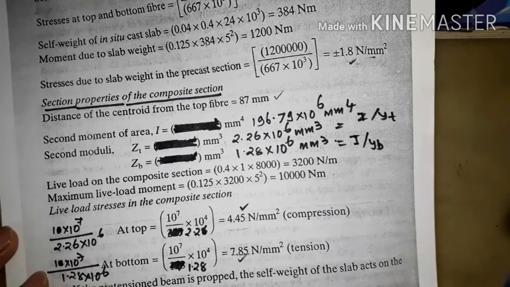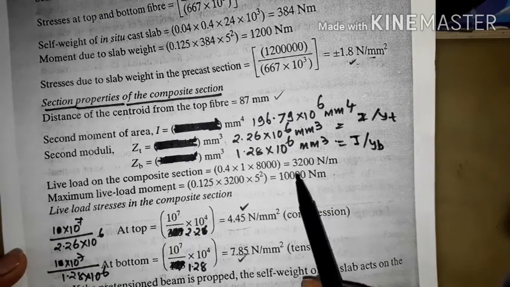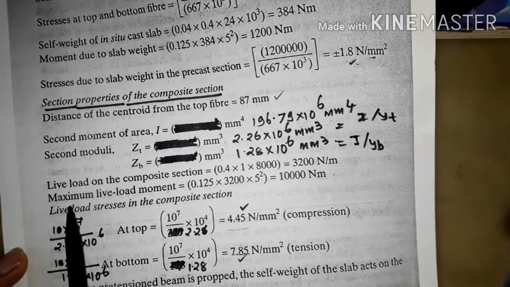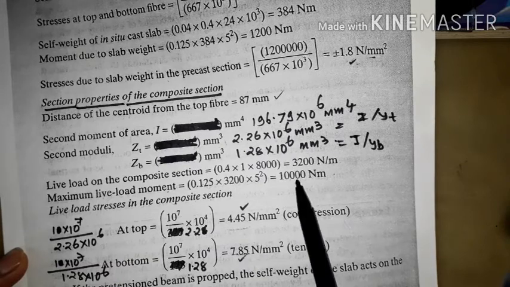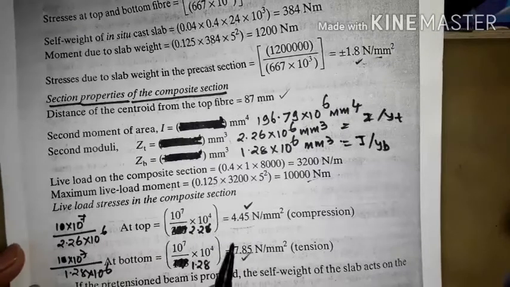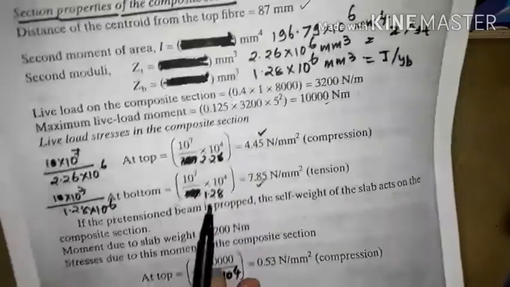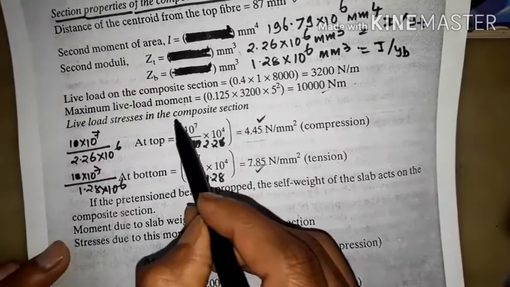So we got 3200 Newton per meter, and the maximum live load moment, that is WL square by 8. So we got this. So now the stress due to live load in the composite section.